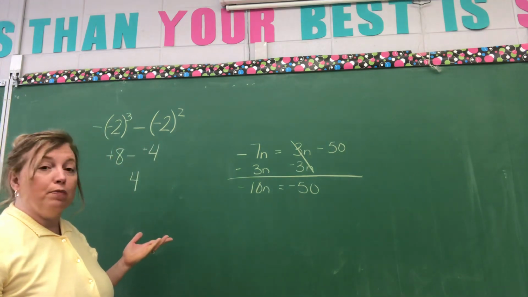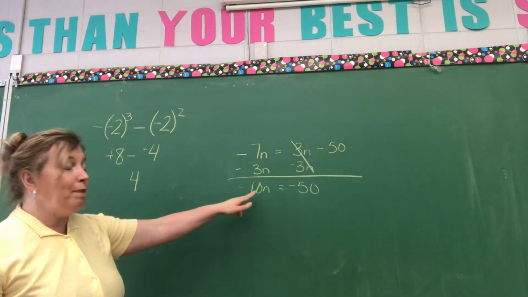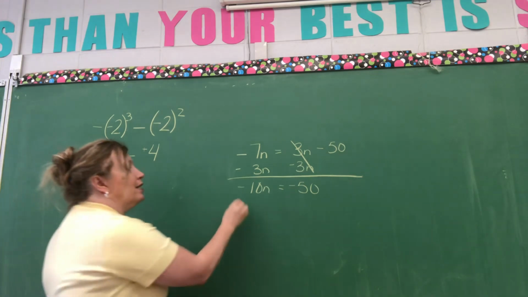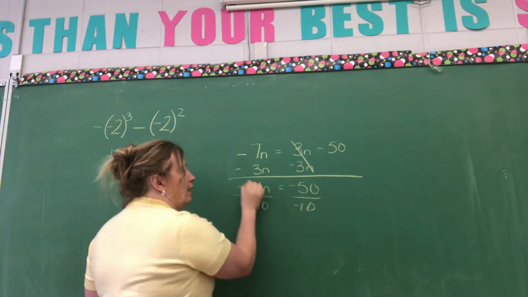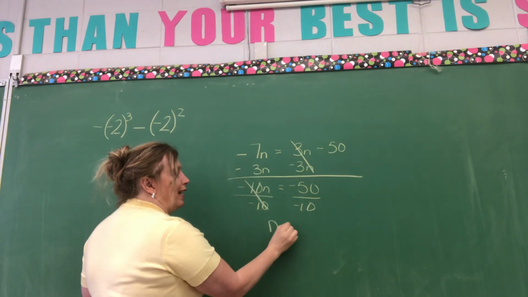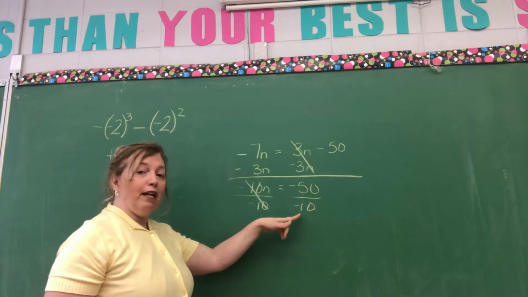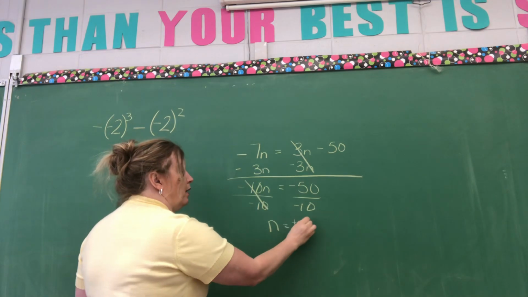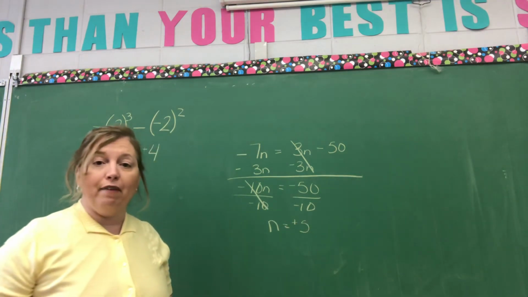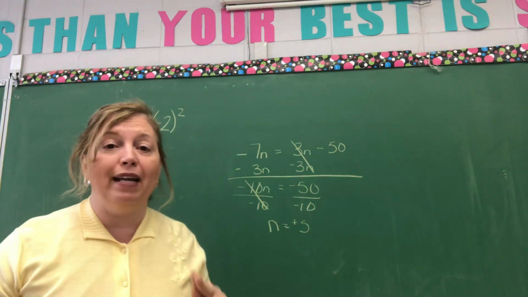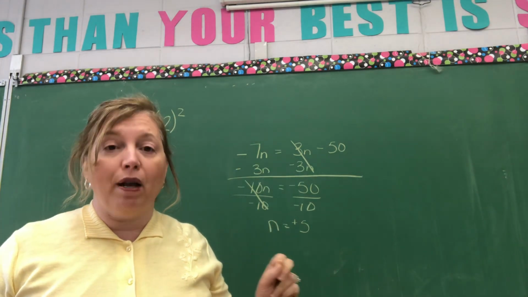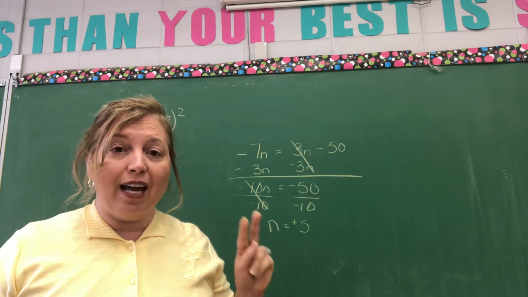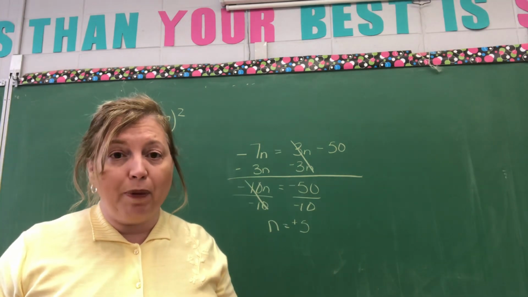Now, I have to multiply. This says multiply by negative 10, but I'm really going to divide by a negative 10. Divide by negative 10. This is going to cancel, leaving me n. Negative 50 divided by negative 10 is going to be positive 5, because negatives divided by negatives are always positive. When you're multiplying and dividing positive and negative numbers, if the signs are the same, the answer is positive.